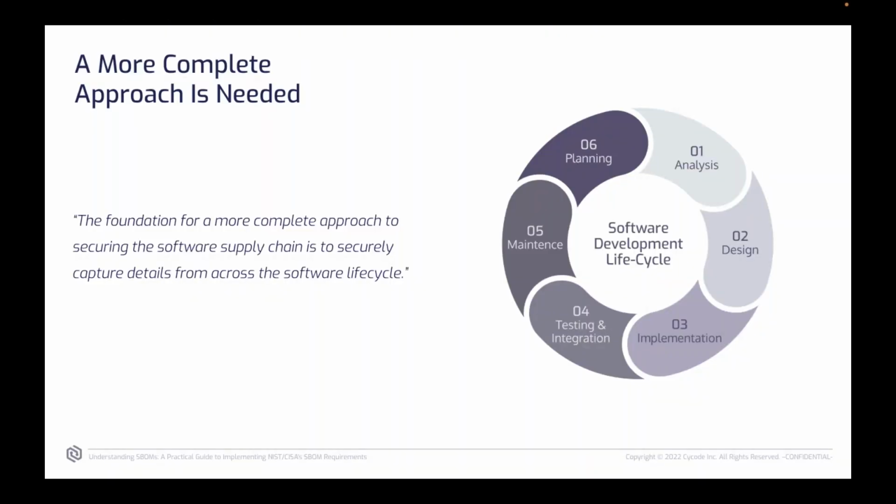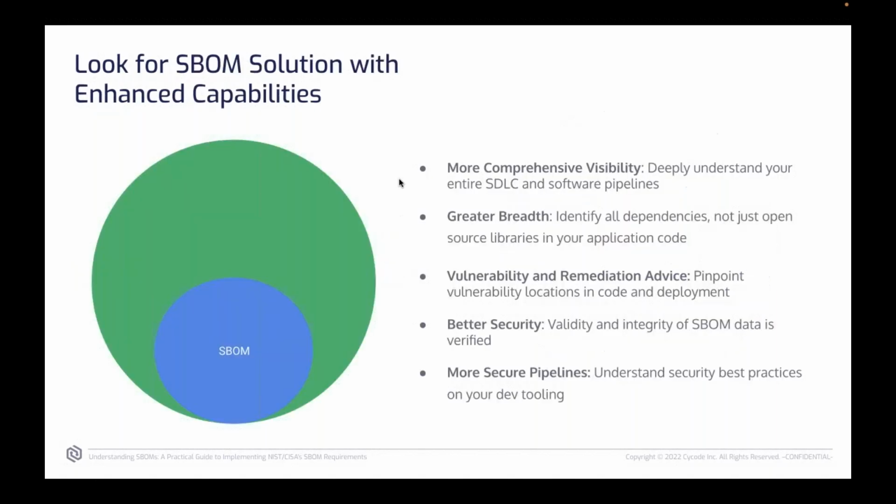So I think the big takeaway from today is that generally you need a more complete approach, that having an SBOM as it is today is a great starting point. But in order to really lock down and stop the attacks where we see them happening, you need something that's going to look at the whole software lifecycle holistically and lock everything down, including your tools and infrastructure. So when you're looking for an SBOM, I think what we suggest is that you look for SBOMs that have these enhanced capabilities that we talked about today.